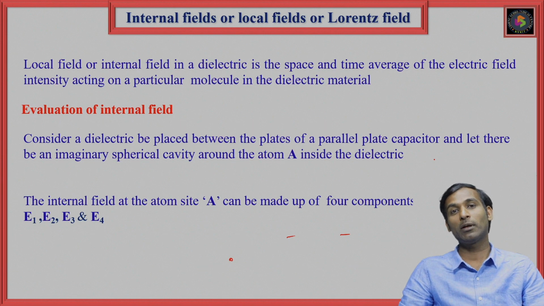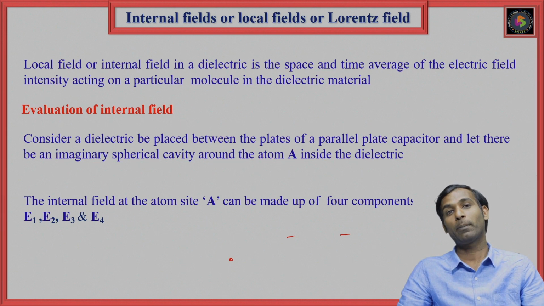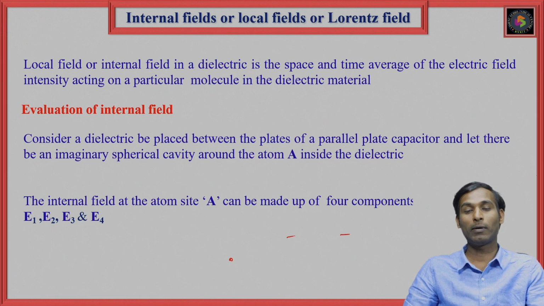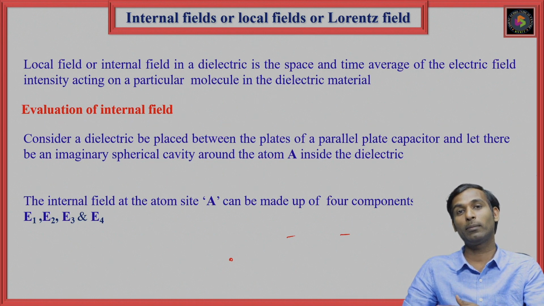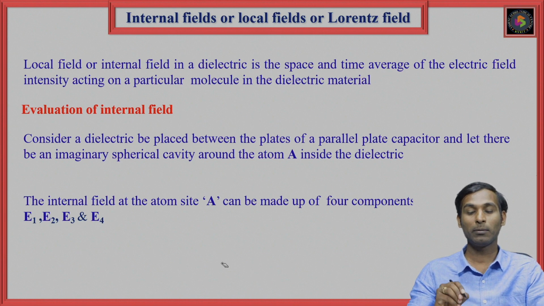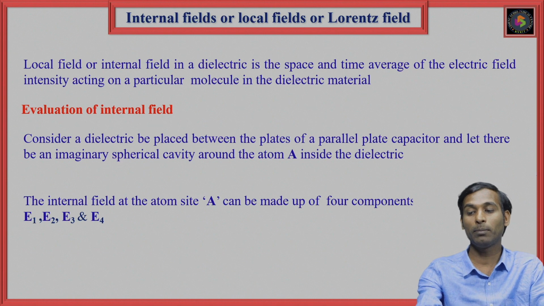Why are we choosing the parallel plate capacitor? Because the capacitor is an energy storage device. In the parallel plate capacitor, one end is the positive plate and the other end is the negative plate. Once you apply the external electric field, induced charges take place. So in the parallel plate capacitor, we are keeping one spherical region, that means we are keeping a molecule. So here we are taking the parallel plate capacitor.